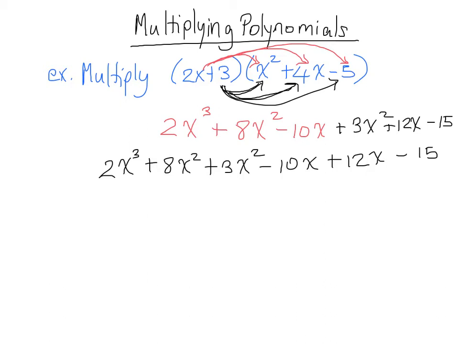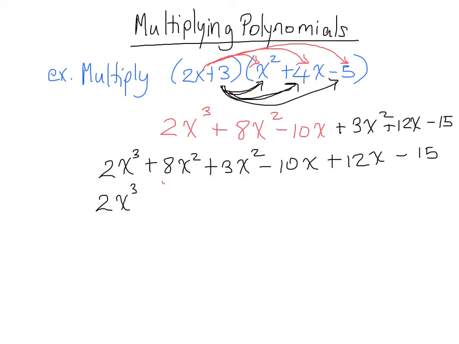You want to double check to make sure that you have everything in there. And once you are sure, now we can join like terms. So we have 2x to the third. That's not a like term at all. There's only one x to the third. Well, 2x to the third actually.